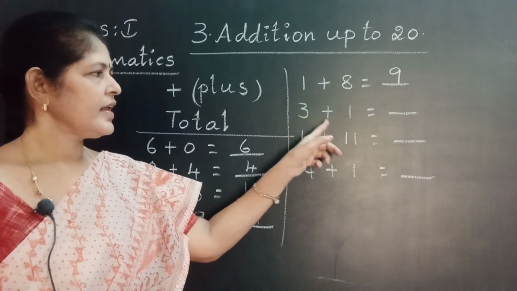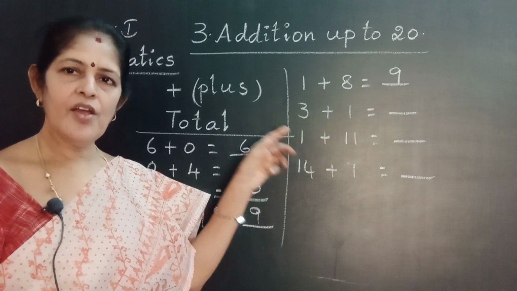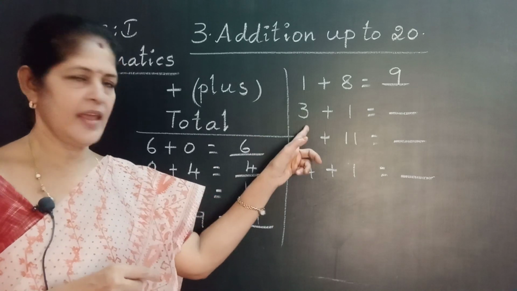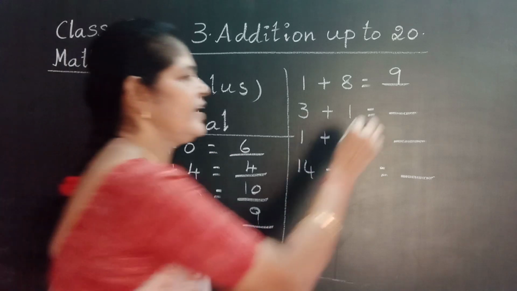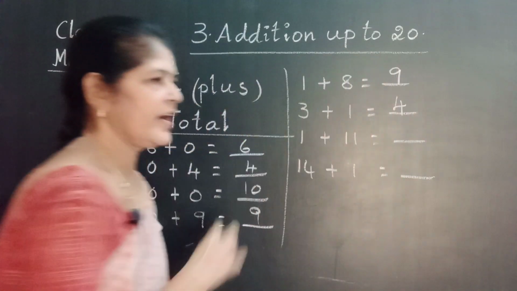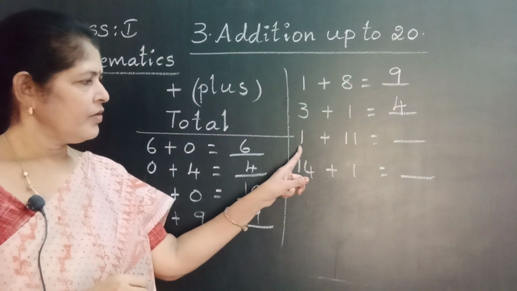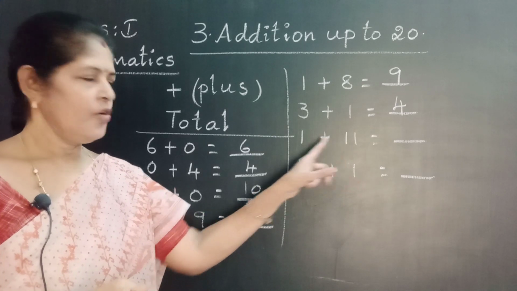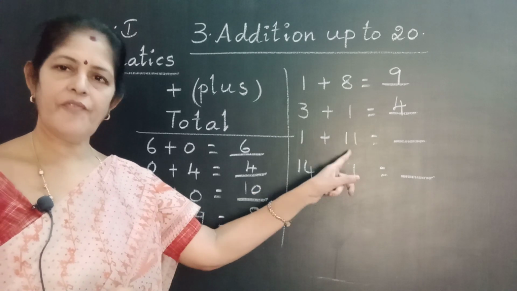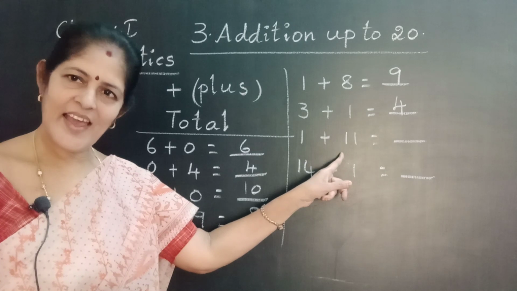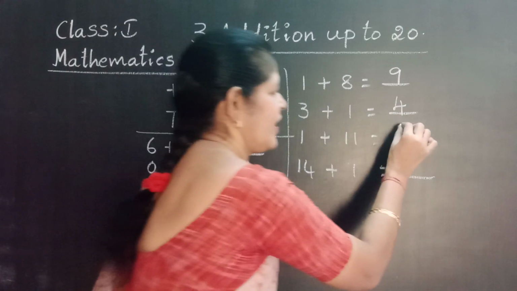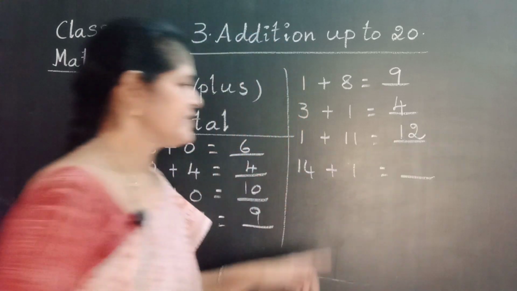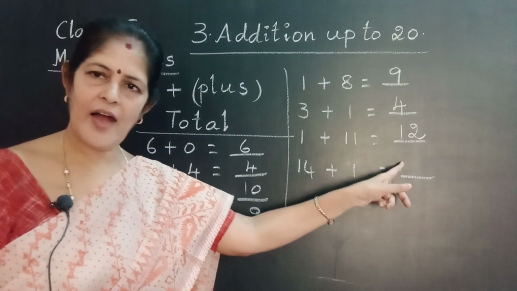Next one. 3 plus 1. Here we add 1 to 3. Then after 3 comes 4. Understood? Next one. 1 plus 11. We add 1 to 11. Here the given number is 11. What comes after 11? 12. Very good. 1 plus 11 equal to 12.